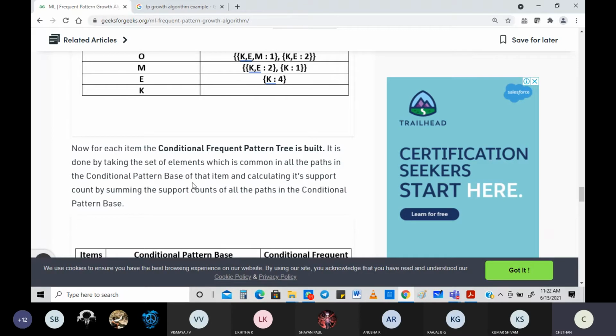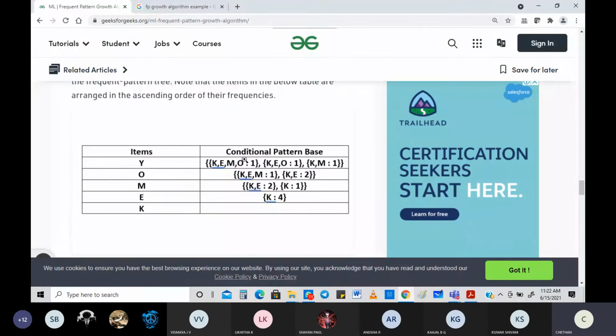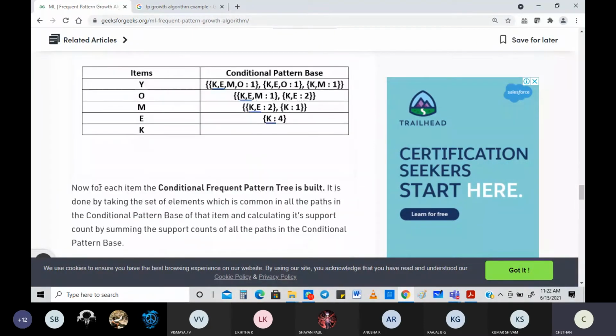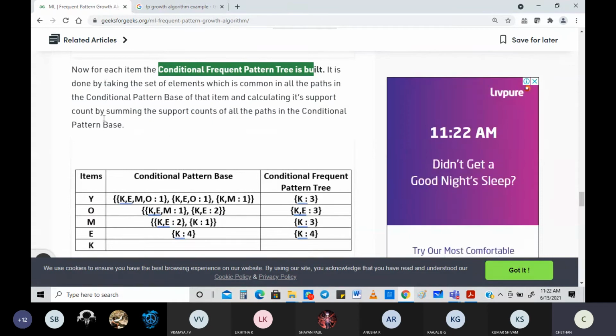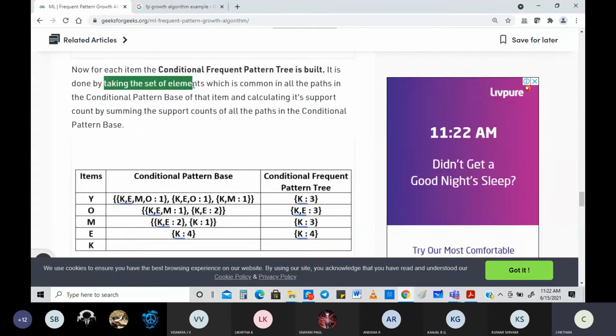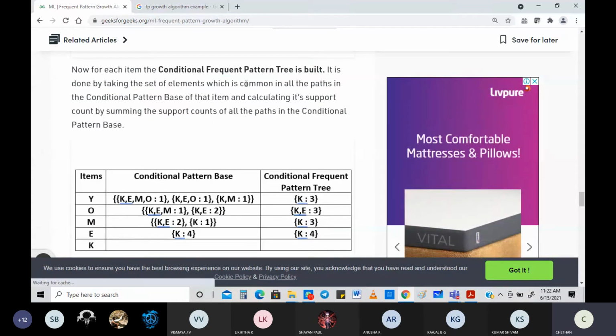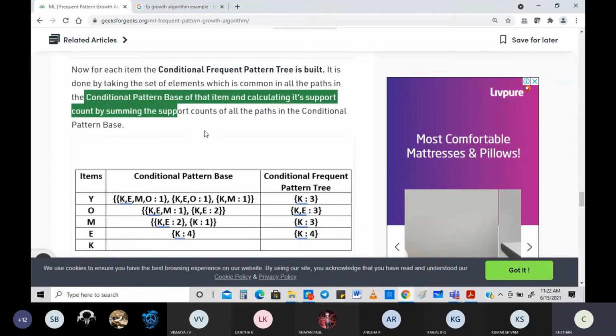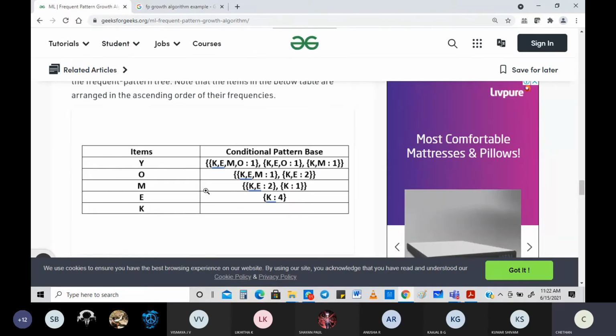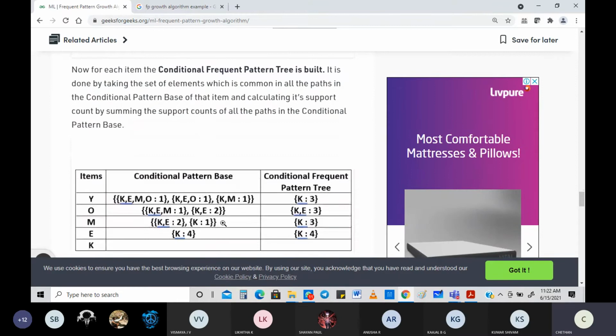Now you can see this is nothing but the conditional pattern base. For that, the next thing you are going to write is: the conditional frequent pattern tree is built. How do you think it is done? It is done by taking the set of elements which is common in all the paths in the conditional pattern base. Don't worry if you don't understand the words, just by looking at it you will understand.